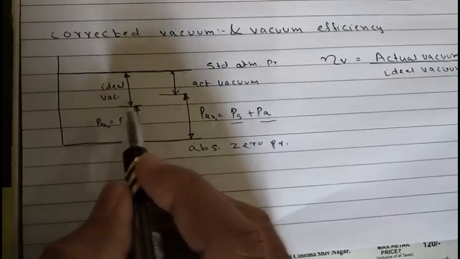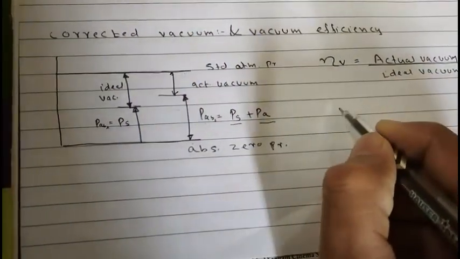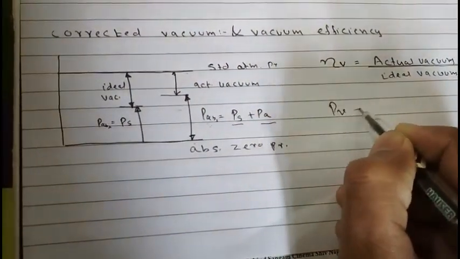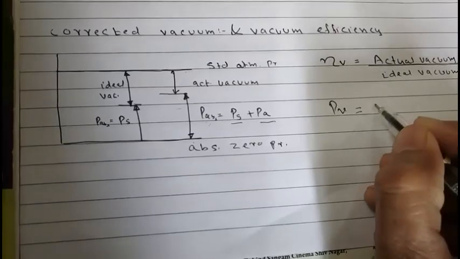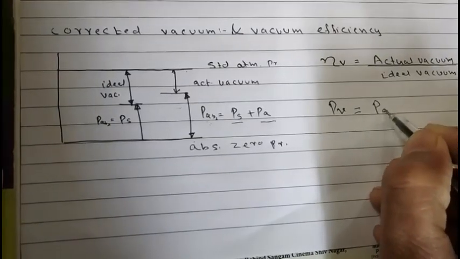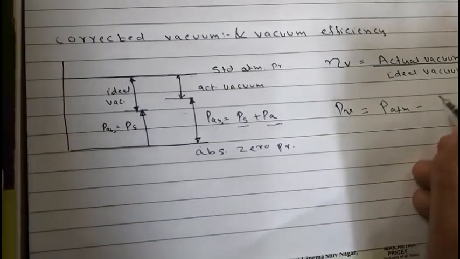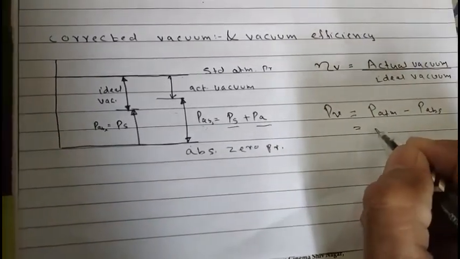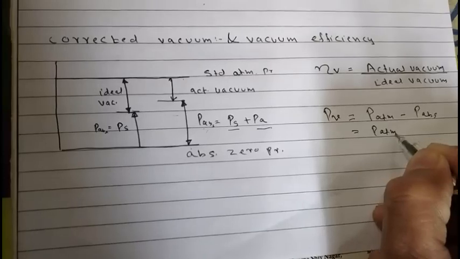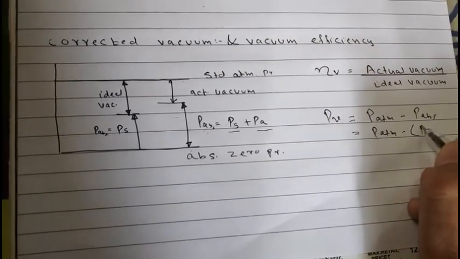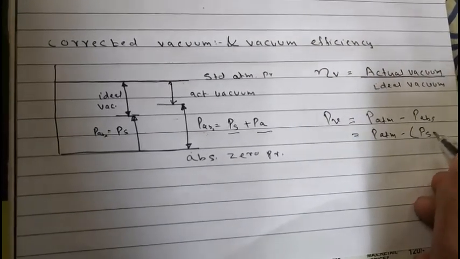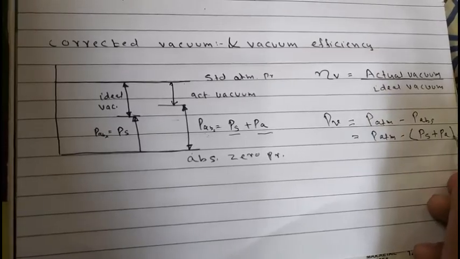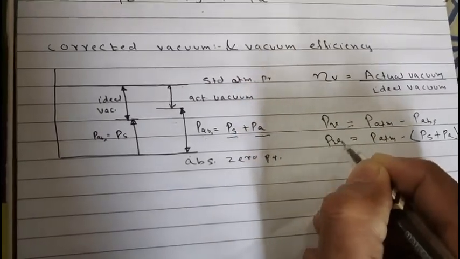So how will we get the actual vacuum? The actual vacuum will be equal to the atmospheric pressure minus the absolute pressure. And what is the absolute pressure? Absolute pressure consists of the partial pressure of the steam plus the partial pressure of the air. This is the actual vacuum.